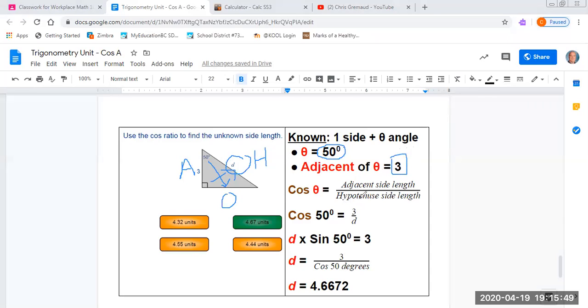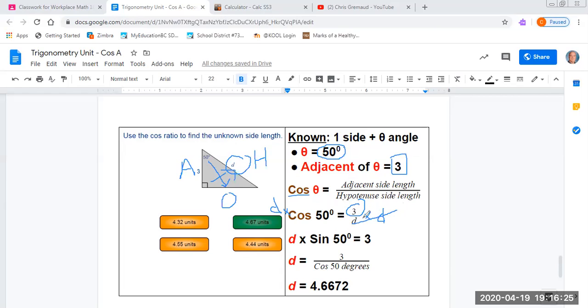If we plug that in, we have 3 as our adjacent, and what we don't know, D, is our hypotenuse, and we're trying to figure out the cosine of 50 degrees. Once again, we're using cosine because we're dealing with adjacent over hypotenuse. In this case, in order for us to get D by itself, what we have to do is multiply by D on both sides. I'm going to explain this to you algebraically, so hopefully it makes sense.